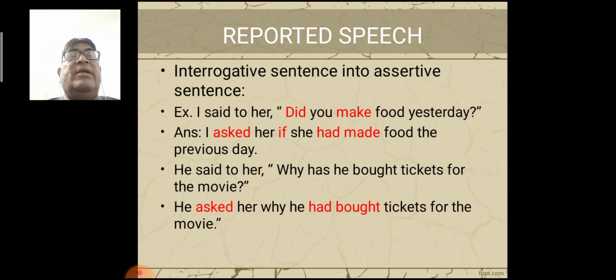Next example, he said to her, "Why has he bought tickets for the movie?" Again, this is a WH question statement. We change into indirect speech. Said to into asked. We have to change from interrogative into assertive. Question mark should be removed. Even double inverted comma is also removed. So answer is, he asked her why he had bought tickets for the movie.